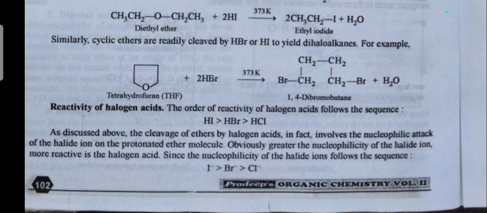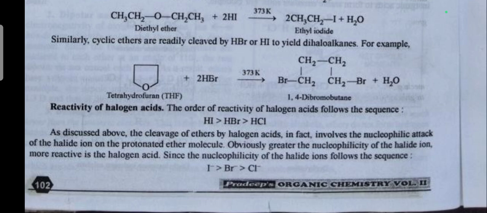Reactivity of halogen acids. The order of reactivity of halogen acids follows the sequence HI, then HBr, then HCl. As discussed above, the cleavage of ethers by halogen acid in fact involves a nucleophilic attack of the halide ion on the protonated ether molecule. Obviously, the greater the nucleophilicity of the halide ion, the more reactive is the halogen acid. Since the nucleophilicity of the halide ion follows the sequence I⁻ > Br⁻ > Cl⁻.